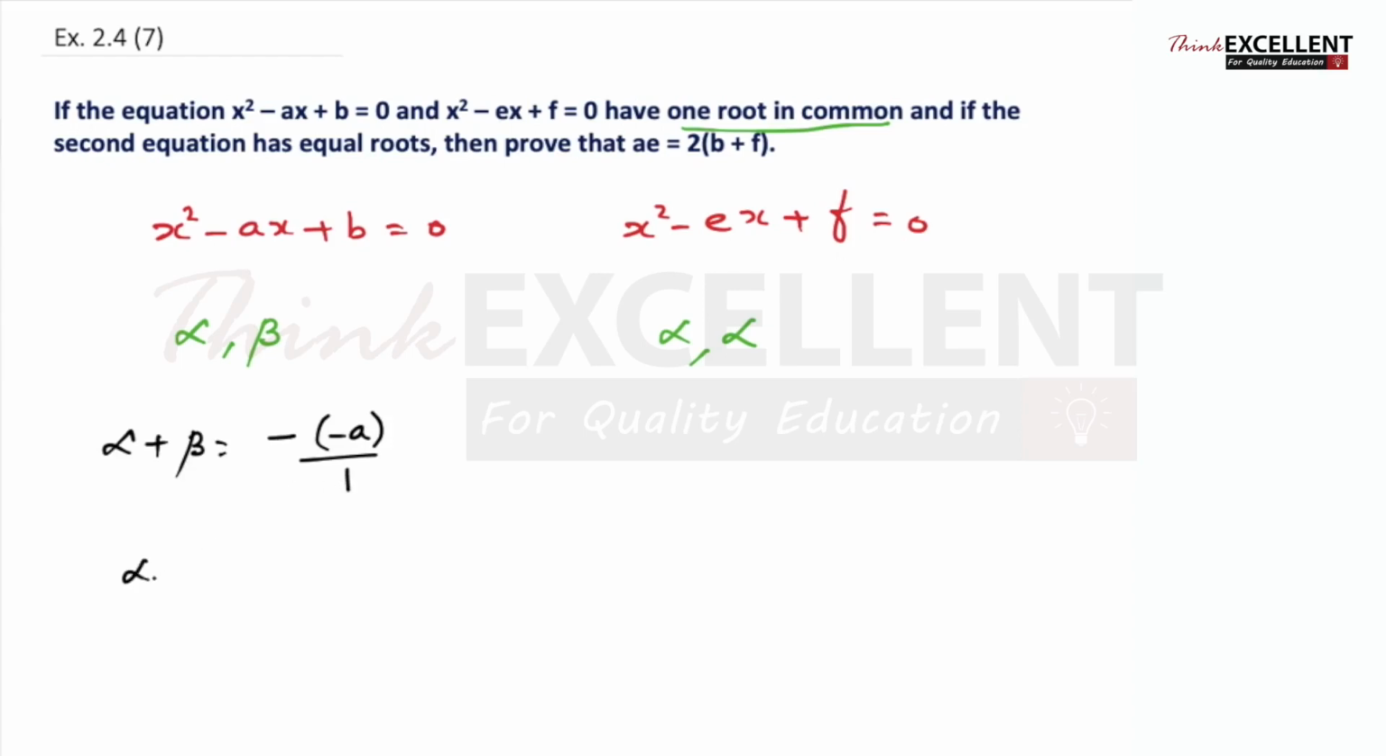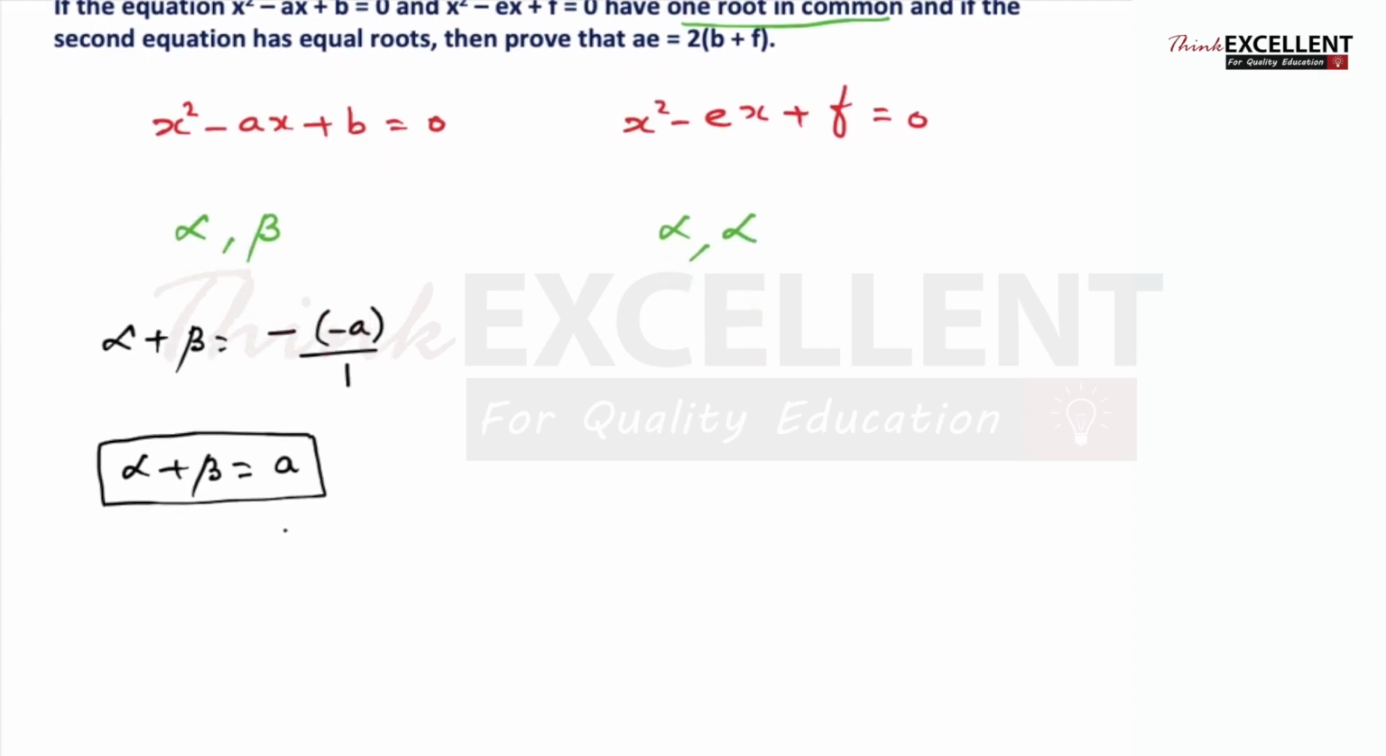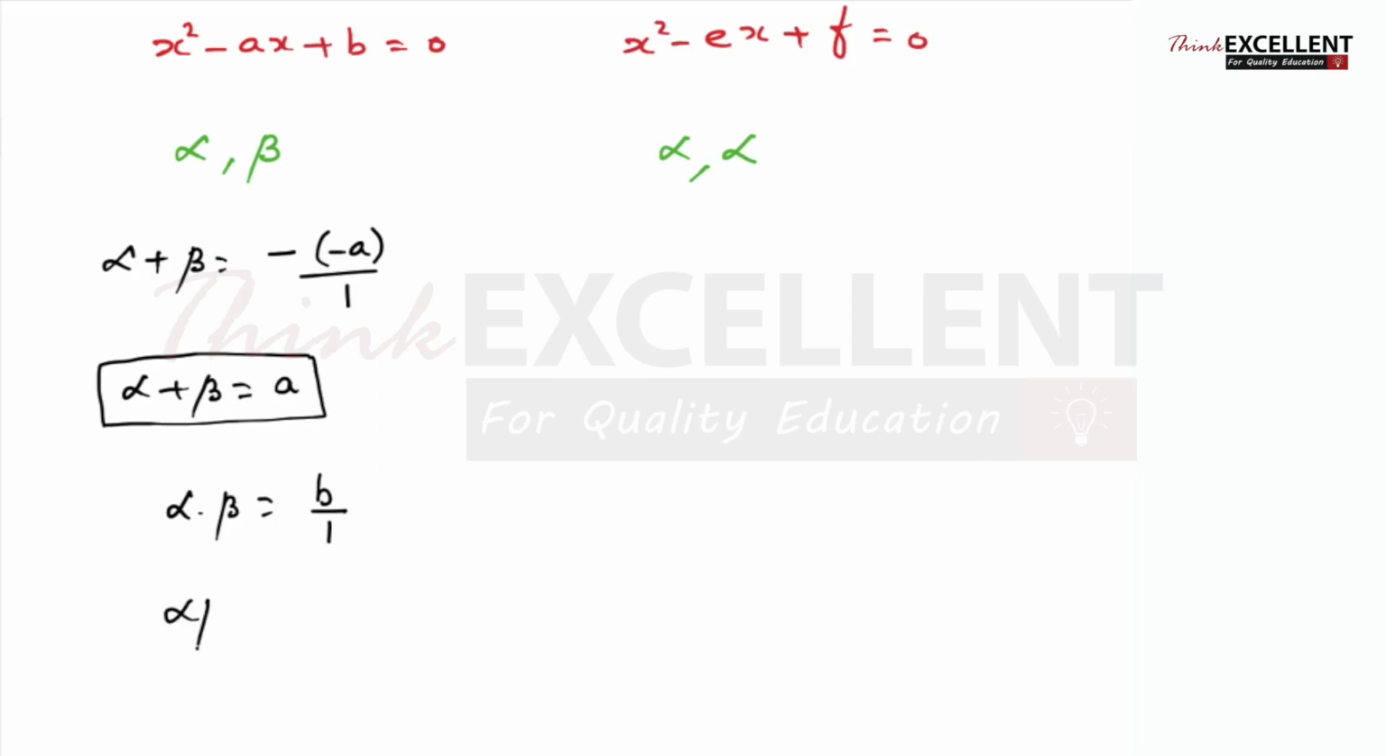So you are getting alpha plus beta is equal to minus and minus is plus, so it is plus a. So one important result you are getting: the sum of the roots equal to minus b by a, that is minus coefficient of x by coefficient of x square. Now product, you find out product means alpha into beta, right? Alpha into beta is equal to c by a. C is the constant term. Here it is b by 1, so you are getting alpha beta is b. So 2 values you got.